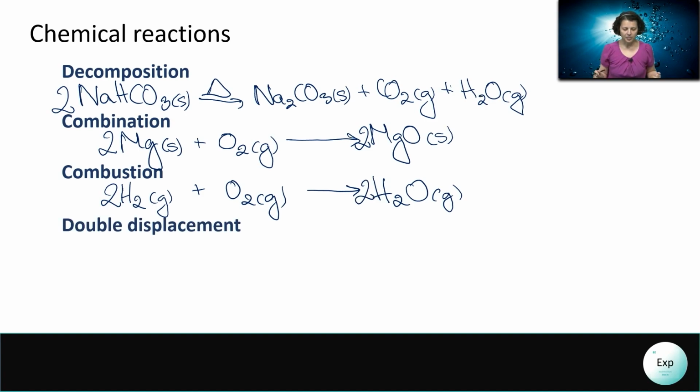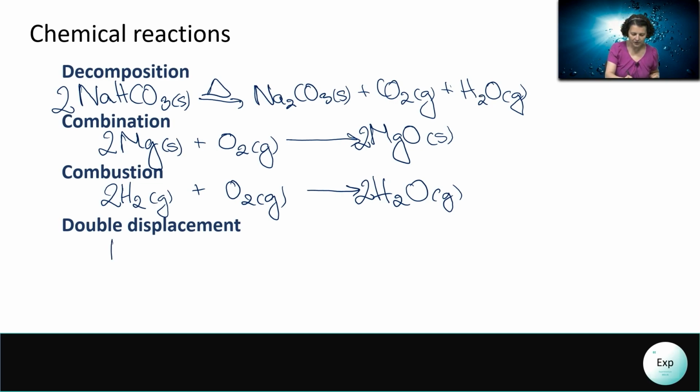Double displacement reactions are often called double replacement or metathesis reactions. These involve the exchange of partners between two substances, very often two ionic compounds. The most common example will be found in precipitation reactions.